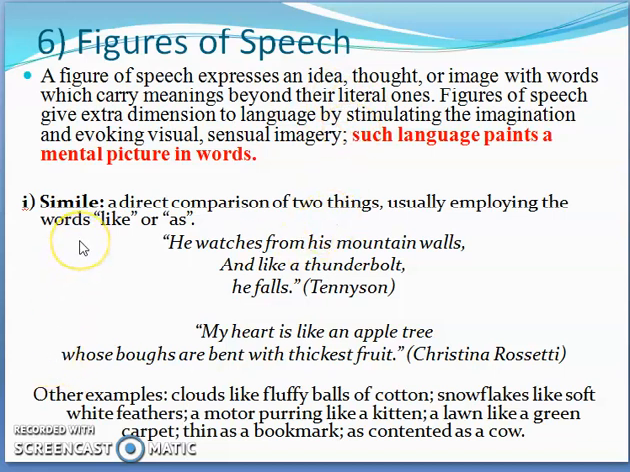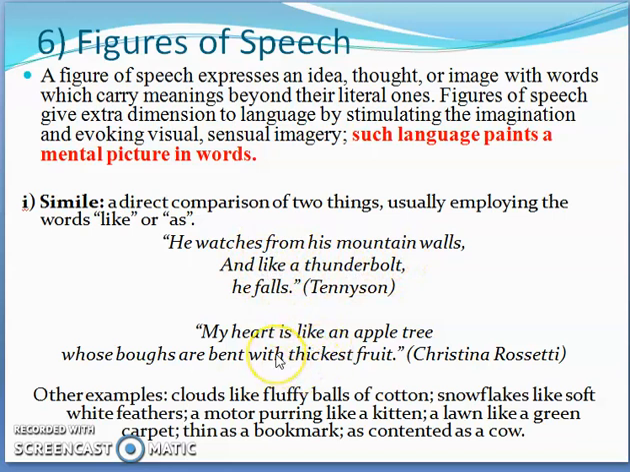So the first figure of speech, which is most commonly used, is a simile. A simile is a direct comparison of two things, usually employing the words like or as. For example, in Tennyson's lines, he watches from his mountain walls and like a thunderbolt he falls. Like a thunderbolt is a simile because it used the word like to compare him with a thunderbolt. So maybe the anger of this person has been compared to a thunderbolt by using the word like.